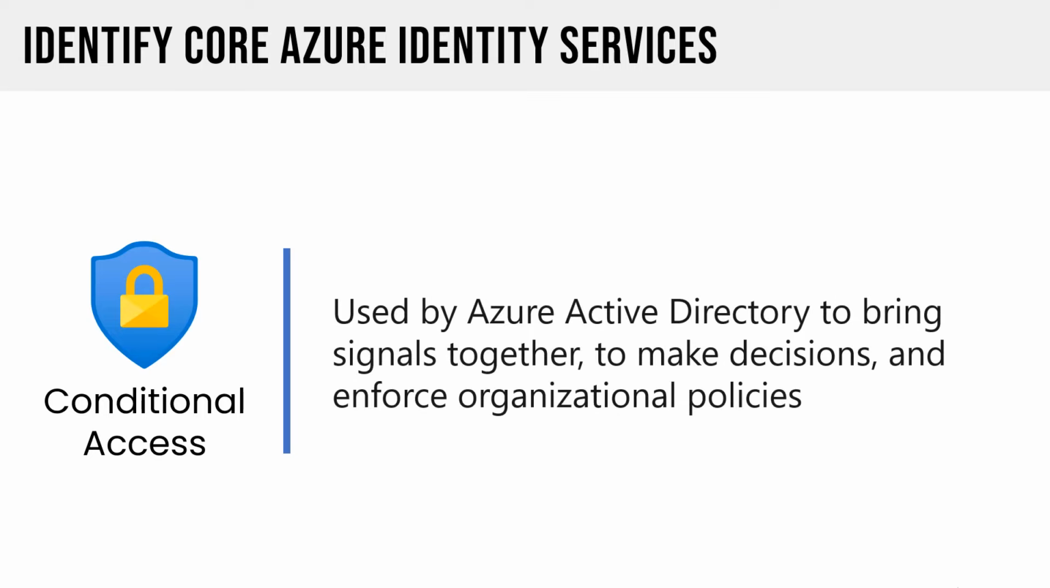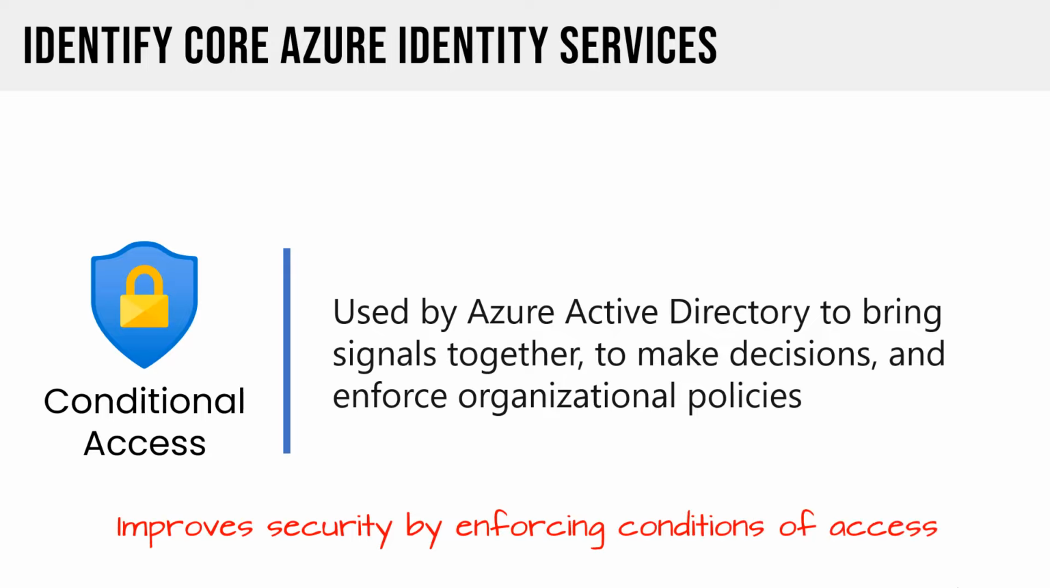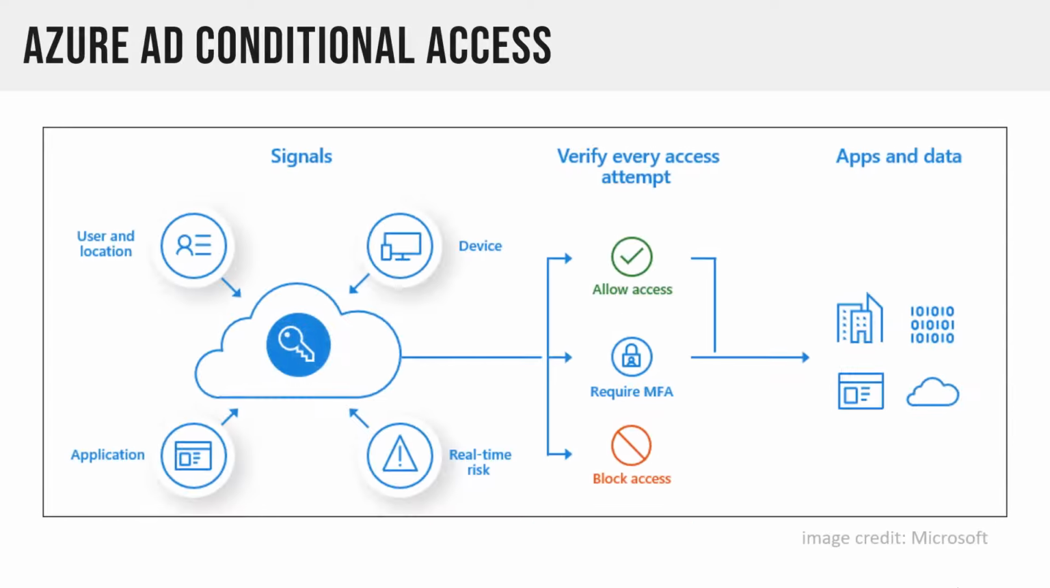This is used by Azure Active Directory to bring signals together to make decisions and enforce organizational policies. It essentially improves security by enforcing conditions of access. And let me just explain what I mean by that. So in the Azure AD conditional access policy scenario, we can consider all of the conditions around access.